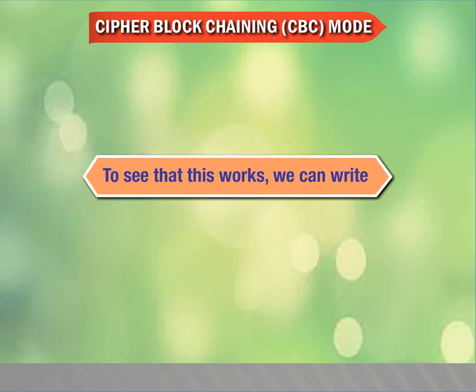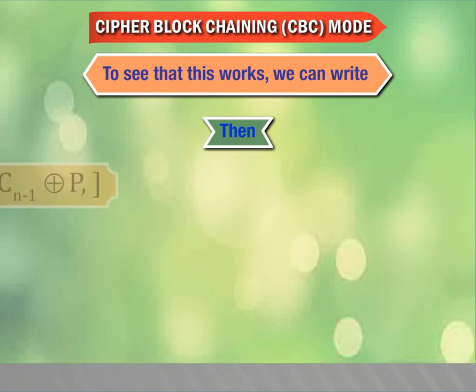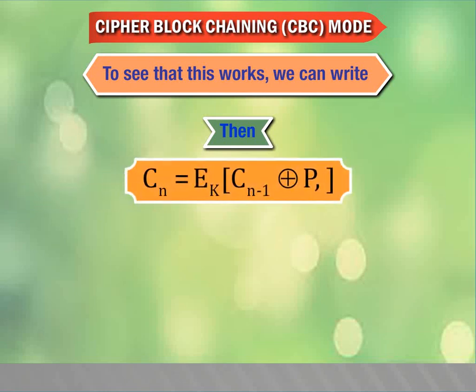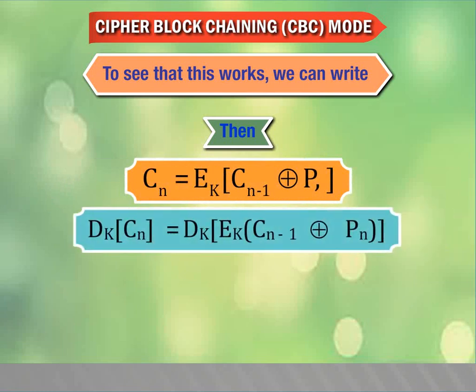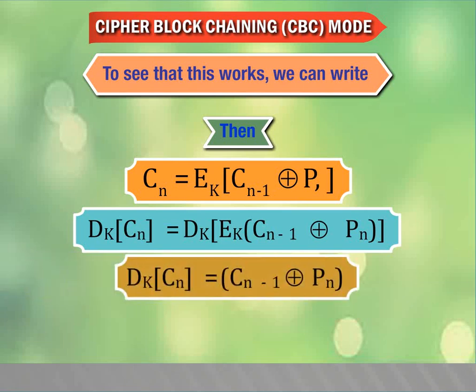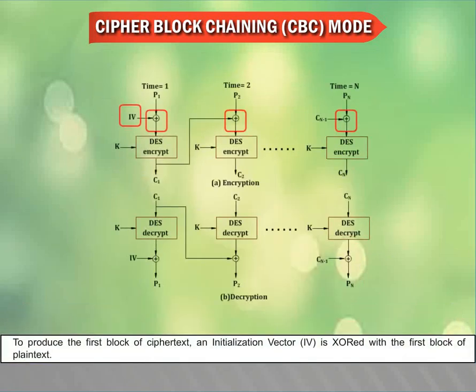To see that this works, we can write: Cn is equal to Ek of (Cn-1 XOR Pn). Dk of Cn is equal to Dk of Ek of (Cn-1 XOR Pn). Dk of Cn is equal to Cn-1 XOR Pn. Cn-1 XOR Dk of Cn is equal to Cn-1 XOR Cn-1 XOR Pn, which is equal to Pn.